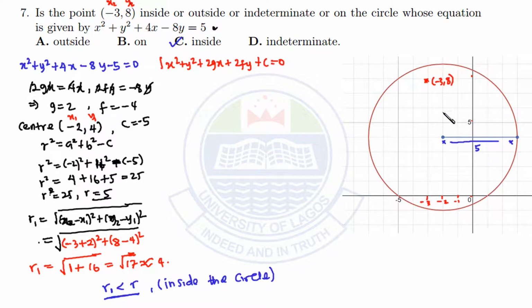So you see that this point lies inside this circle. So it lies inside. From the graph, you can see that it lies inside the circle. So the correct option is C.